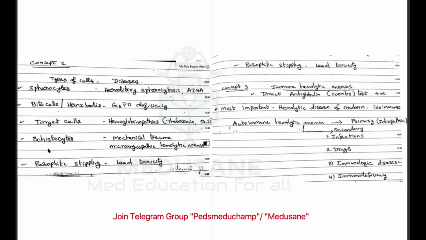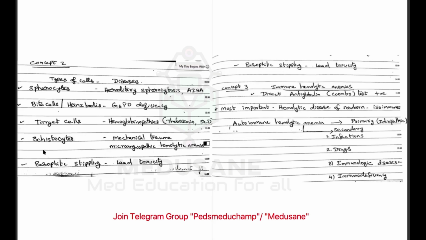Schistocytes is nothing but broken RBCs, helmet cells, when it's due to mechanical trauma. So whenever there is a prosthetic valve, mechanical trauma, schistocytes. Similarly, if there is a platelet plug everywhere in the blood vessels, the RBCs are going to traverse through that. So it will result in microangiopathic hemolytic anemia due to small platelet plugs.